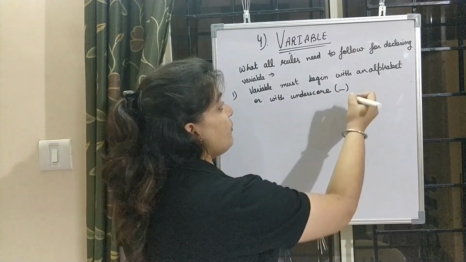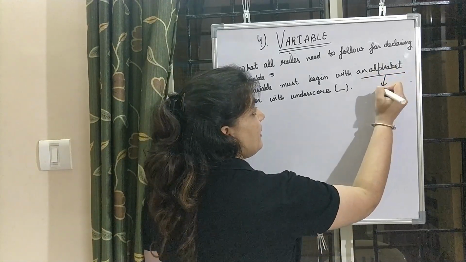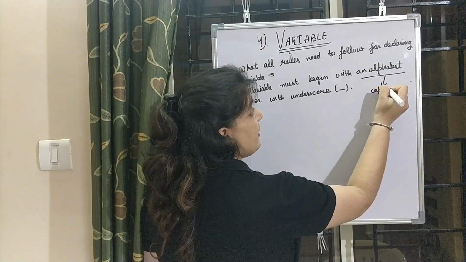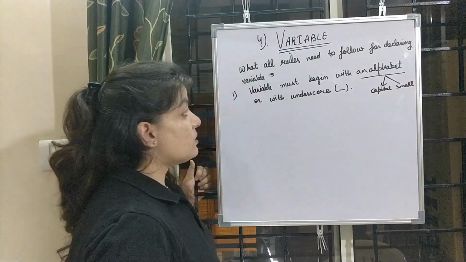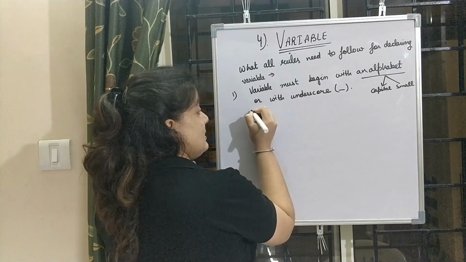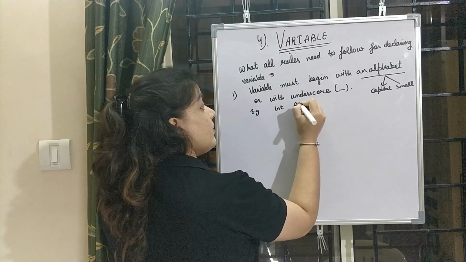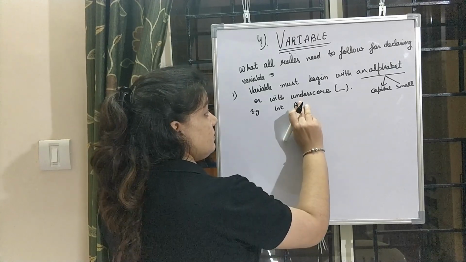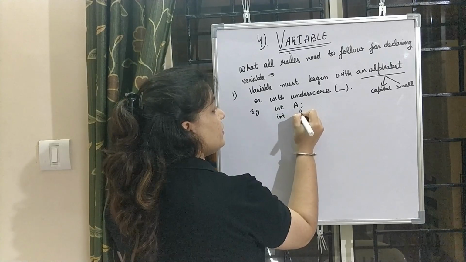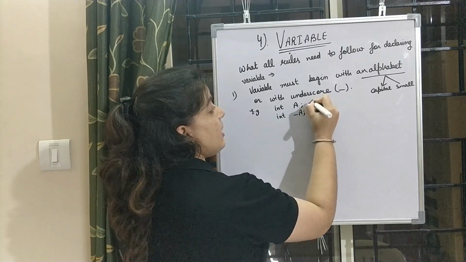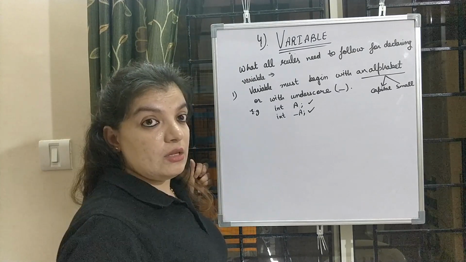Here the alphabet may be a capital or a small letter. Let us consider the example: if I have written int a, b, or int underscore a, then these are known as valid variable declarations.